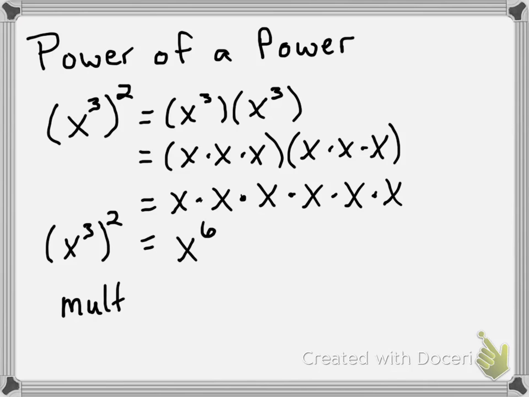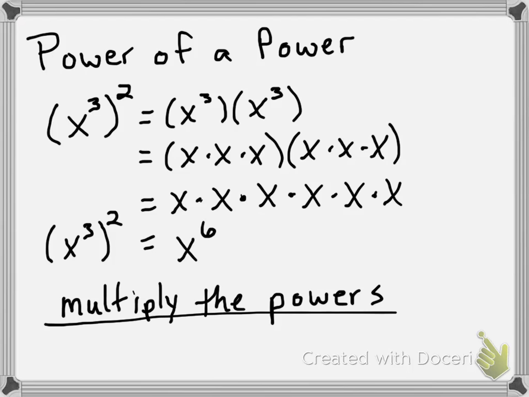So some of you may be able to look at this and notice the rule. When you have an exponent raised to another exponent, you multiply the powers together. That's the shortcut to get the 6. You have 3 times 2 is 6. The base stays the same, just like it always does. And then we have 3 times 2 is 6.